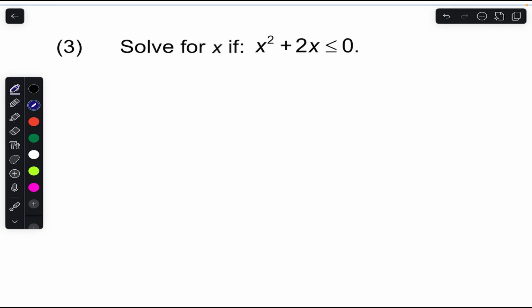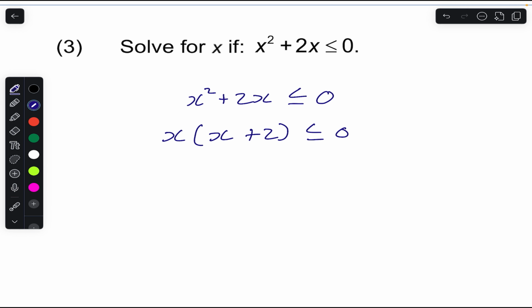The first step there is we need to start by factoring out x. So let me rewrite this. I have x squared plus 2x is smaller or equal to 0. Now let's factor out x. X is factored out, so therefore I'm left with x times (x plus 2) smaller or equal to 0. Now we have a product of two expressions that must be less than or equal to 0.